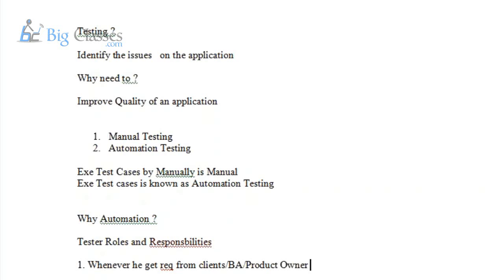So how come you know that? Based on the requirement functionality. So step one is, team, we need to understand the requirement functionality whenever we get a requirement from the BA or clients. This is step one.